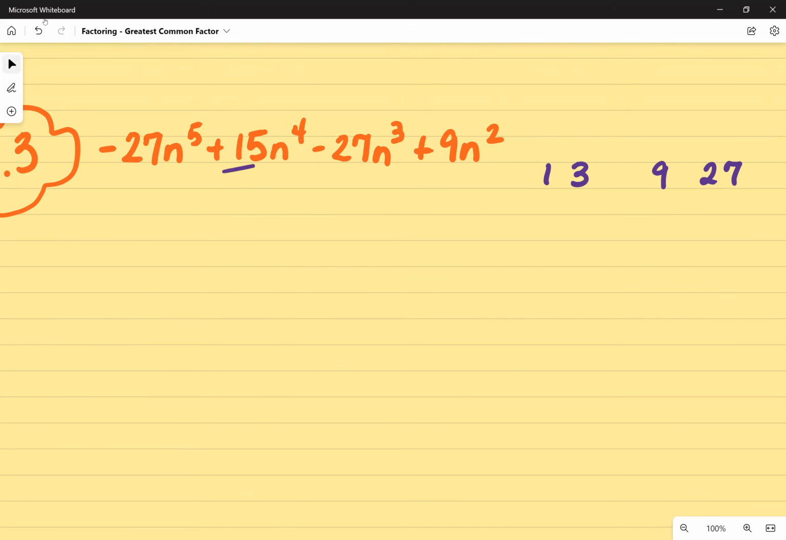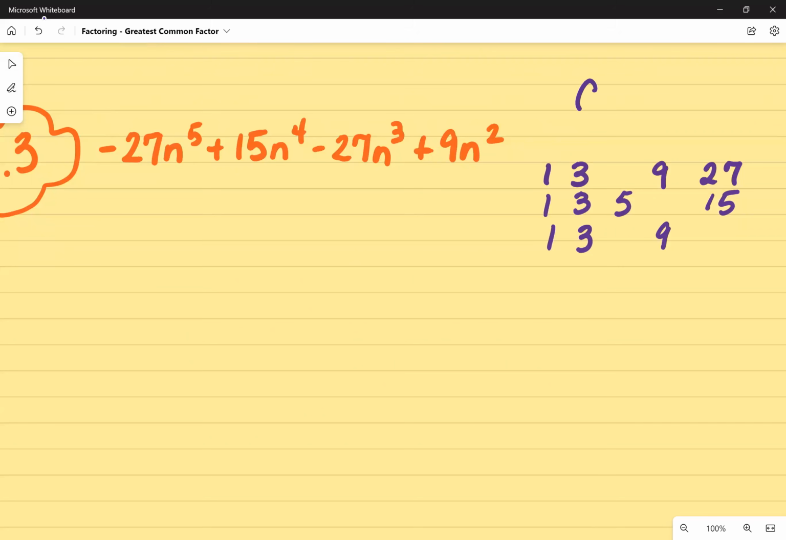For 15, I have 1 times 15. I have 3 times 5. Yep, that's it. And then I already did the 27, so we'll just keep up with that one. And then for 9, I have 1 times 9, and then 3 times 3. So those are my factors.